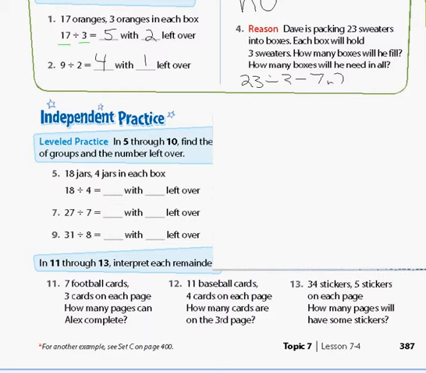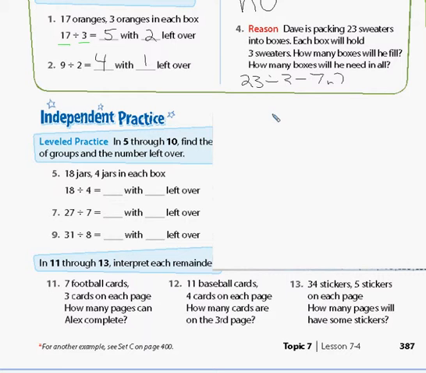Okay, on the next one, on the independent practice, it's kind of similar to our problems up here, 1 and 2. I have 18 jars, 4 jars in each box, so we're putting them into boxes. The problem is 18 divided by 4. So I'm going to make me an array. My array is going to be by 4.